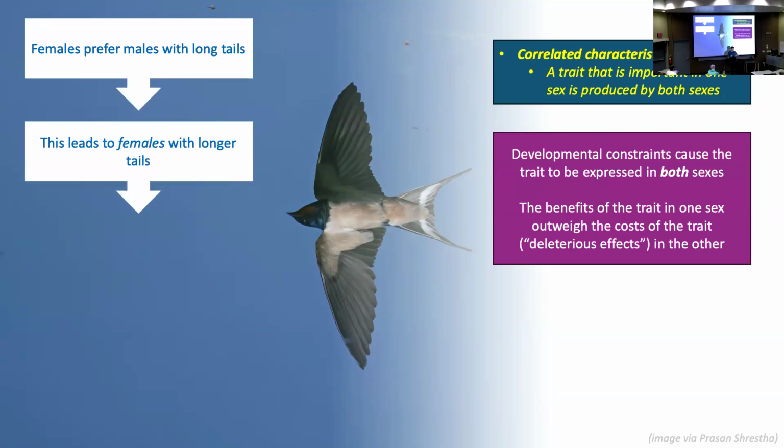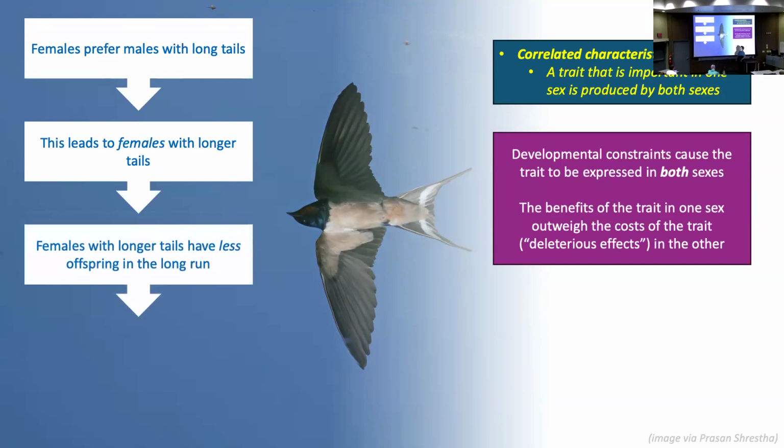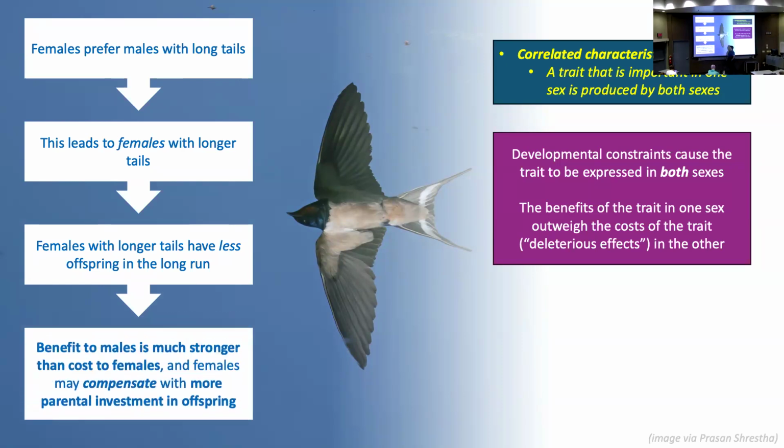So there's a developmental constraint that says that if you're an offspring, if your dad has a long tail, even if you're a female offspring, you get stuck with a long tail. Females aren't being selected for their long tails, the males are being selected for long tails, but your dad had a long tail, so you have a long tail. And in fact, that long tail is very costly. So females with longer tails have fewer offspring in the long run. But the benefit to males is much stronger than the cost to females.